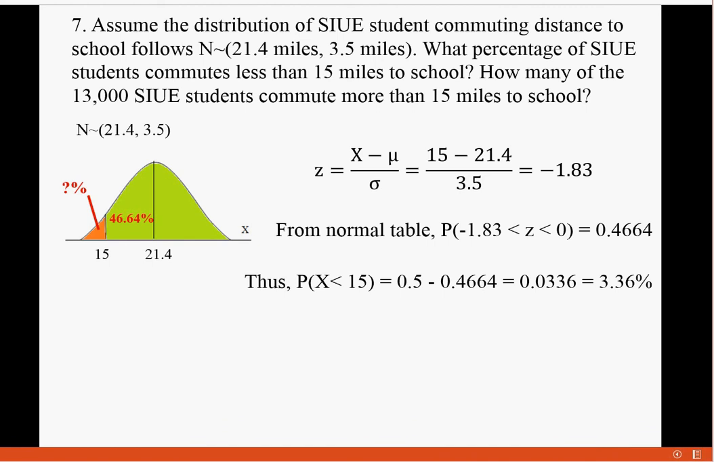Second question, how many of the 13,000 SIUE students commute more than 15 miles to school? Now, this corner refers to those people who commute less than 15 miles. These are all distances more than 15 miles to school. So we know the percentage in this corner is 3.36%. What about this whole area? What percentage of students commute more than 15 miles?